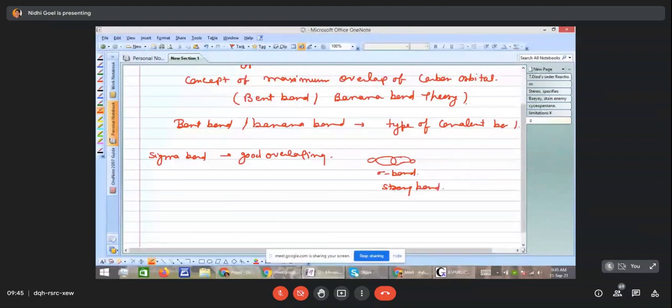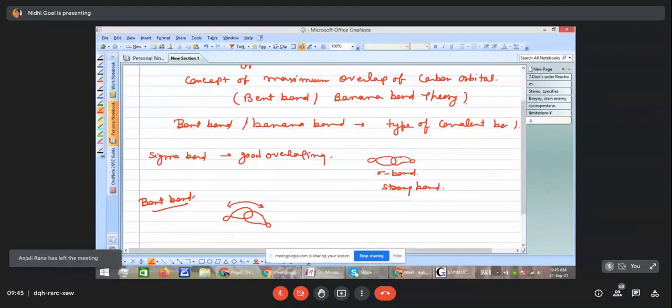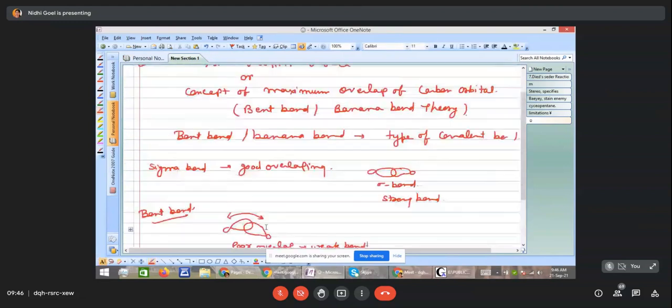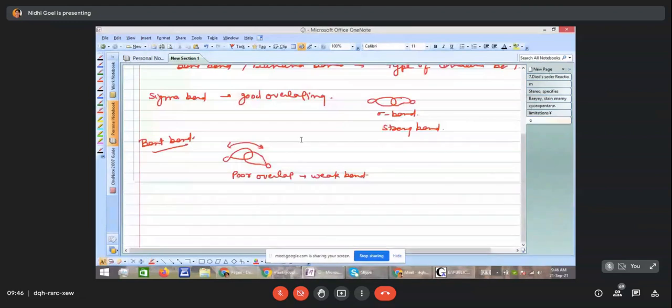But in the bent bond, there is poor overlap, which means a weak bond is formed. The shape is like a banana, so this is also known as the banana bond. Take the example of cyclopropane. This is cyclopropane, with hydrogens here, and overlapping occurs in this way.